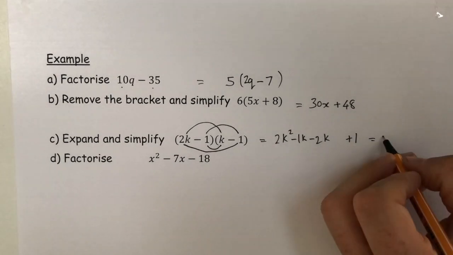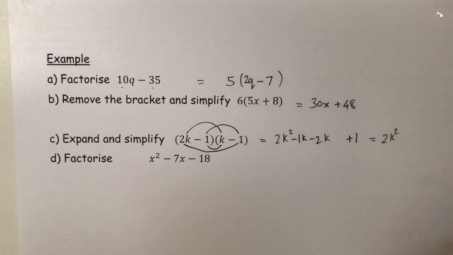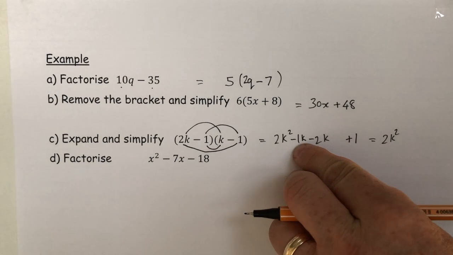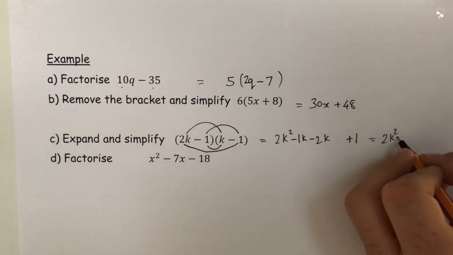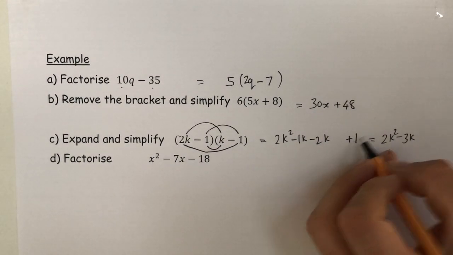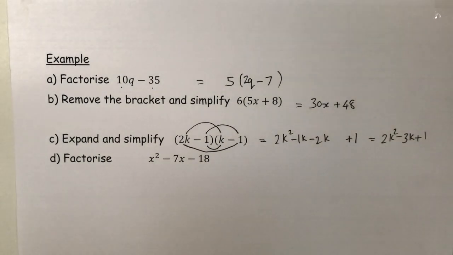The only thing that ever tallies up with these style of questions is the middle part. Minus 1k minus 2k is minus 3k. Plus 1 on the end. Question finished.